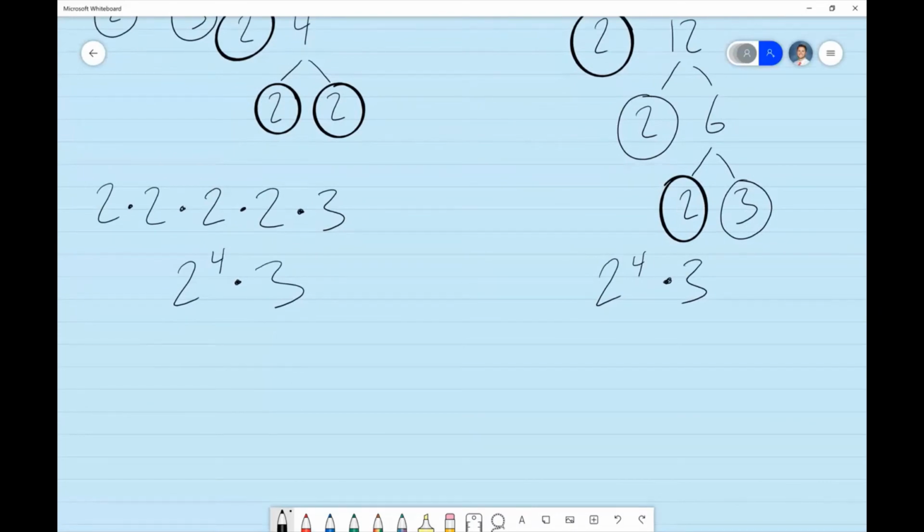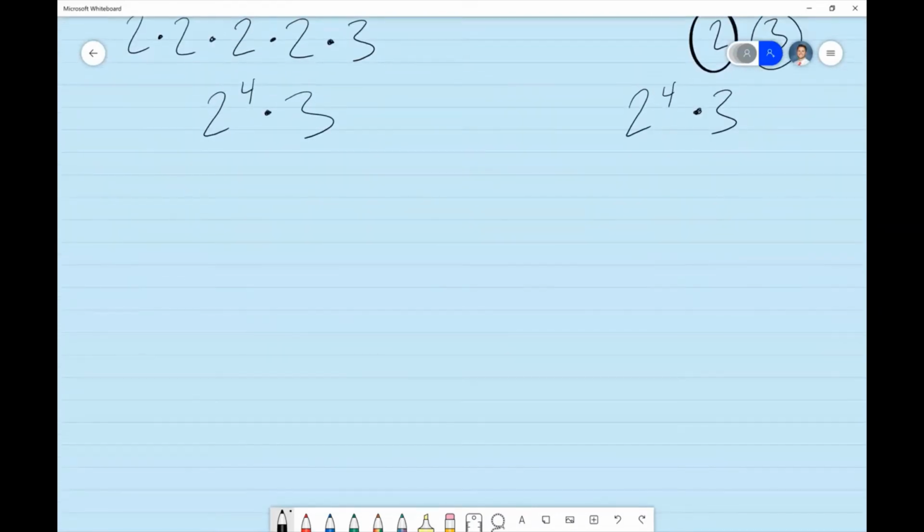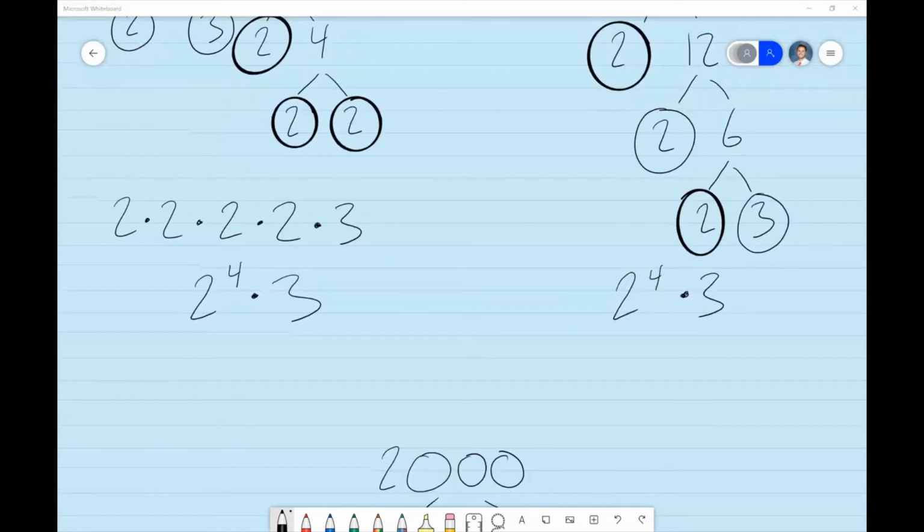Now we can also use these factor trees and prime factorizations for some other analysis, including finding the largest perfect square of a number. For example, if we were to look at a number like 2000, and we're trying to determine the largest perfect square that's a factor of 2000, that would be a rather time-consuming and difficult process if we were to just guess and check. But we can actually just use our factor tree and our prime factorization to identify those perfect squares.